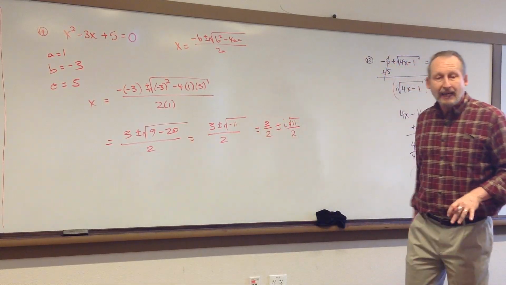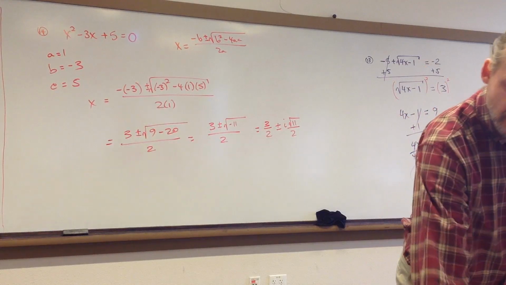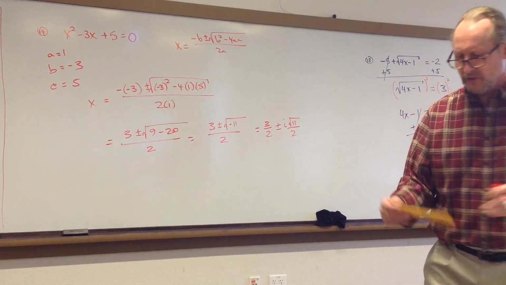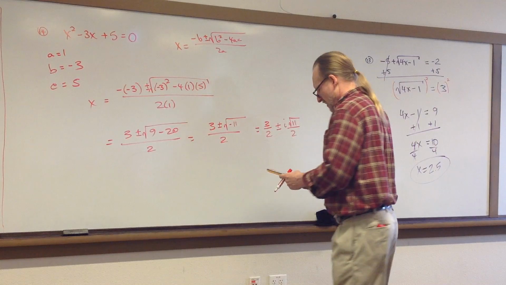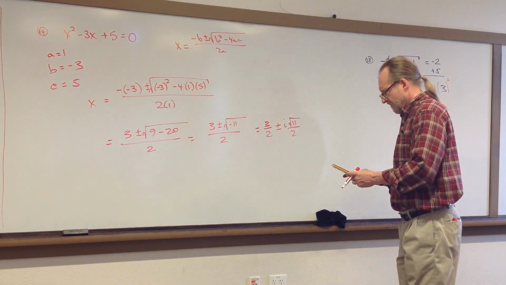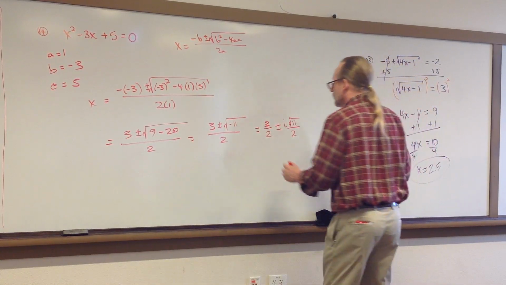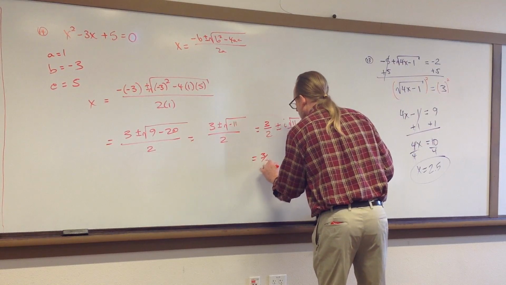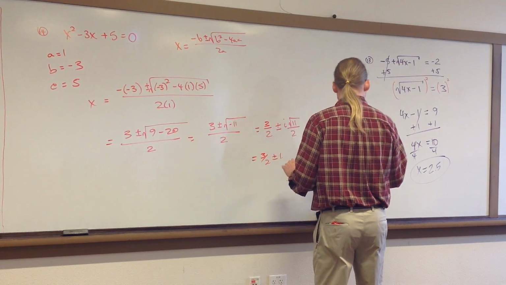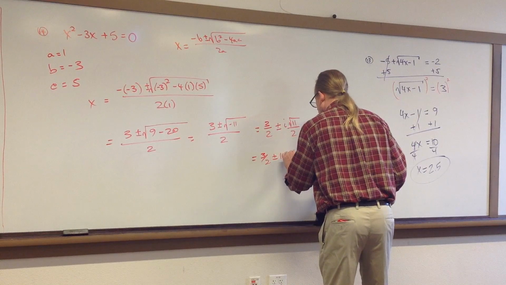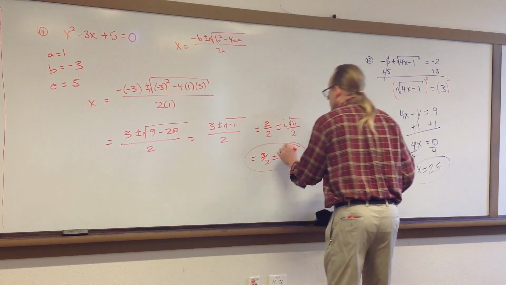Okay? So there's an exact value for our answers. And then I can also approximate this by doing the square root of 11 and dividing it by 2. And then we'll get 3 halves plus or minus 1.658 times i. Okay?